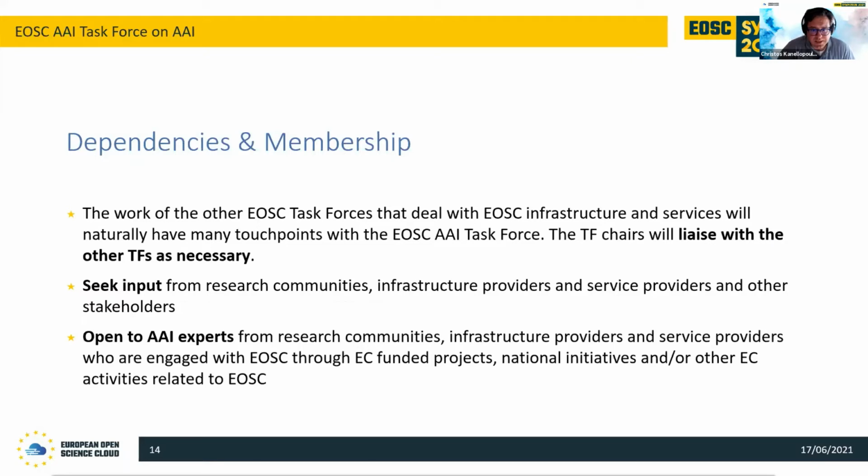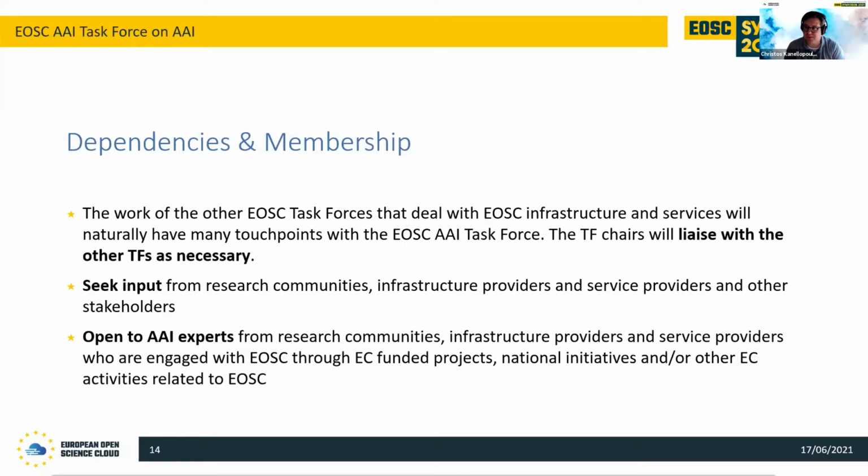Regarding dependencies and the membership, as I said, the task force will, of course, liaise with the other task forces within EOSC, the technical task forces, but also I do see a lot of potential for discussing the onboarding process because the AI aspect is involved within the onboarding process. We will seek input from research communities, infrastructure providers, and service providers and other stakeholders. And of course, I have to say that we will work very closely with the implementation projects.